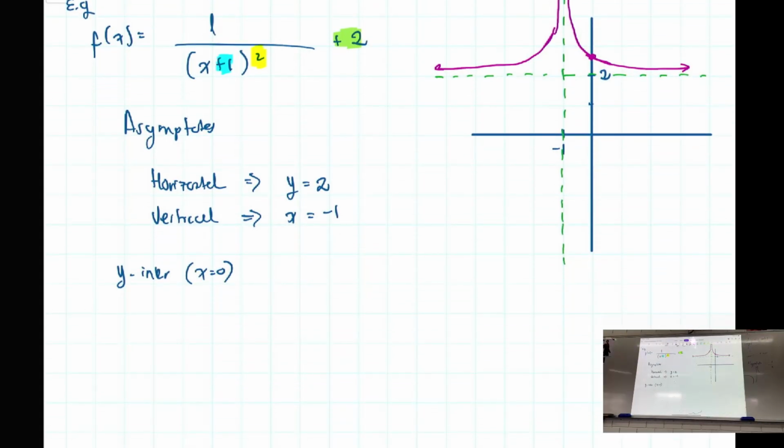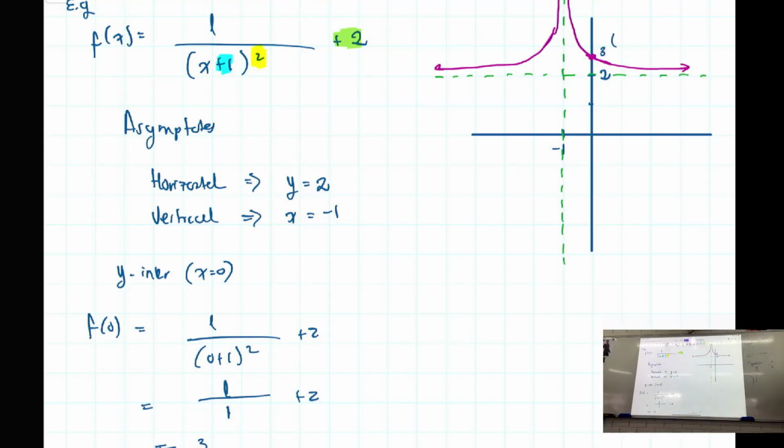What do we do? x equals 0. So that would be f of 0, 1 over (0 plus 1) squared plus 2, which is 1 over 1 plus 2, which is? So it makes sense that it is 3 here, and we just write down the coordinate.